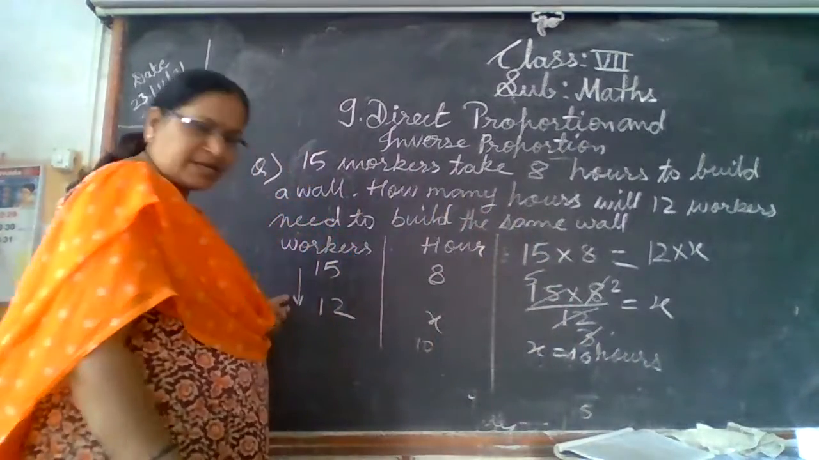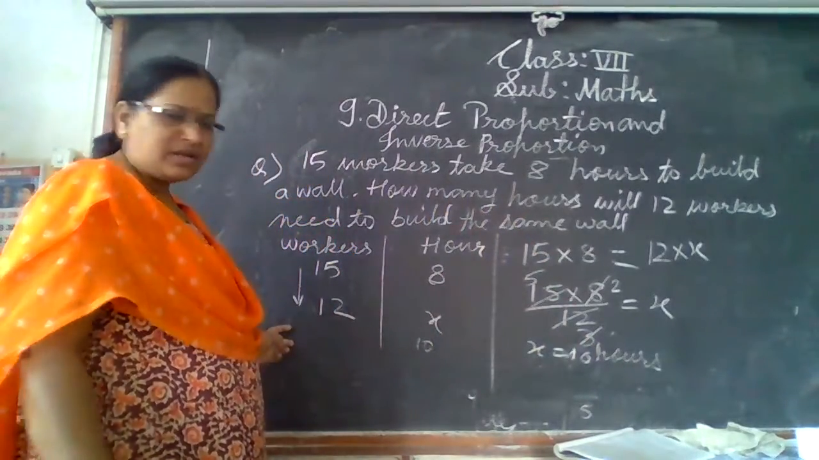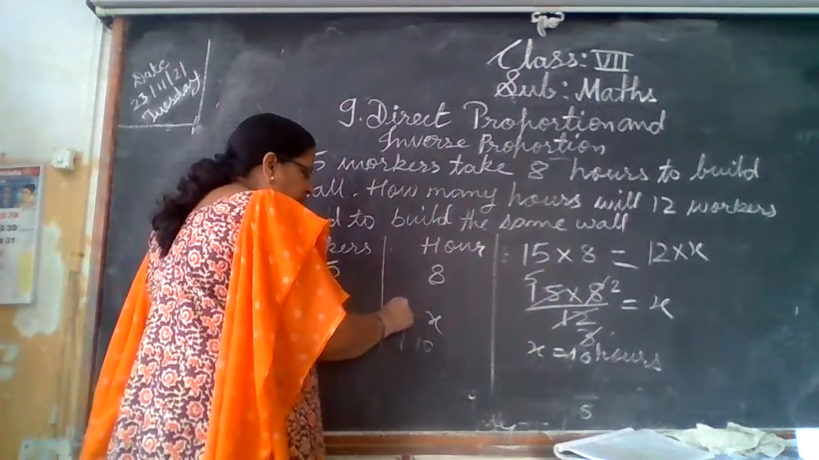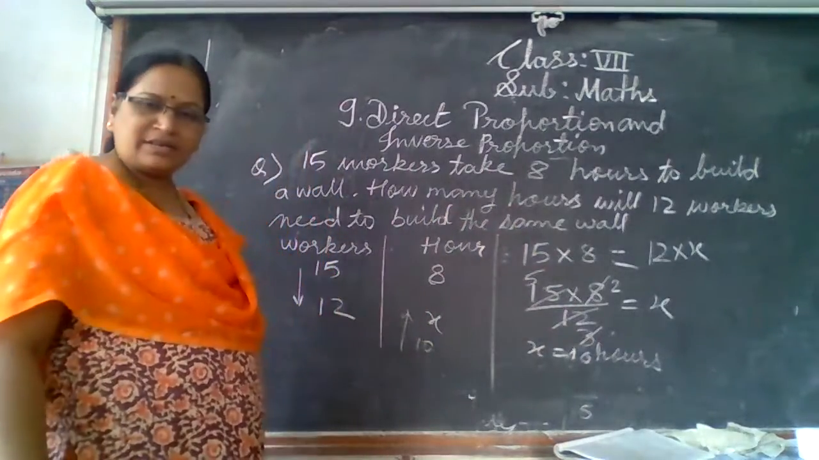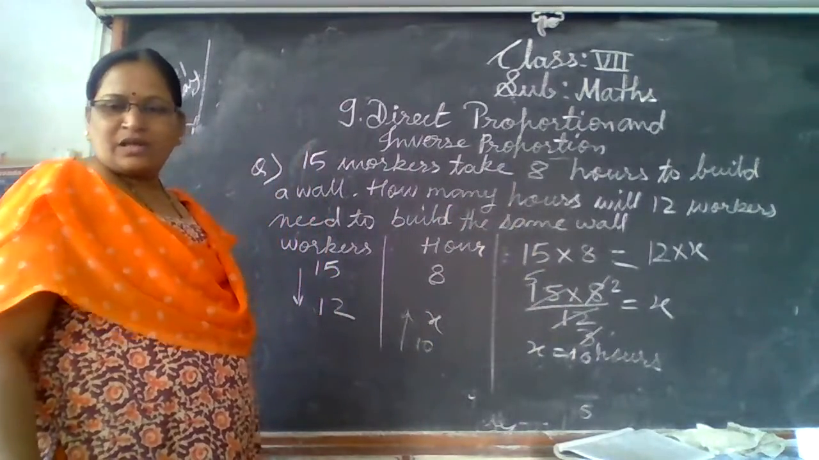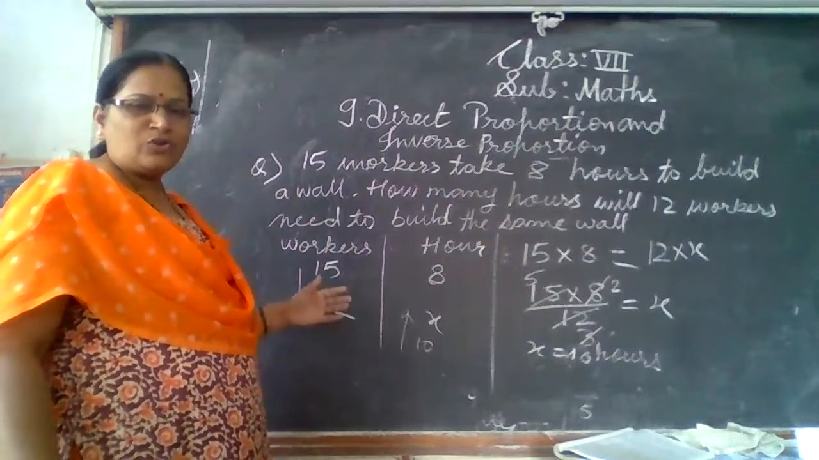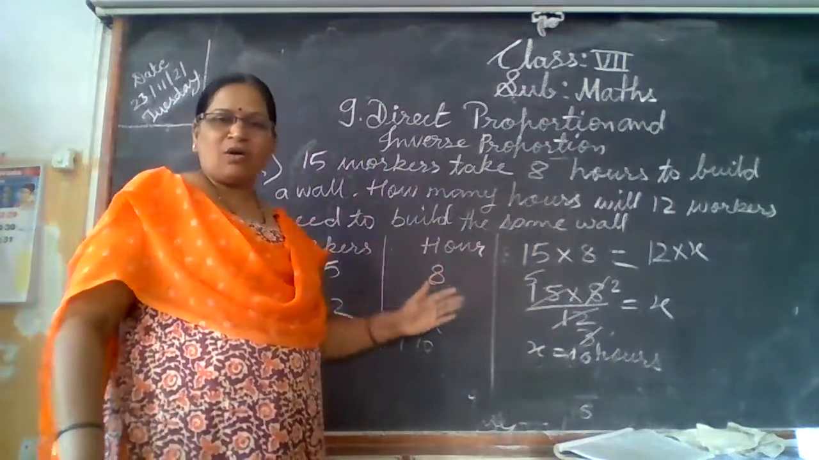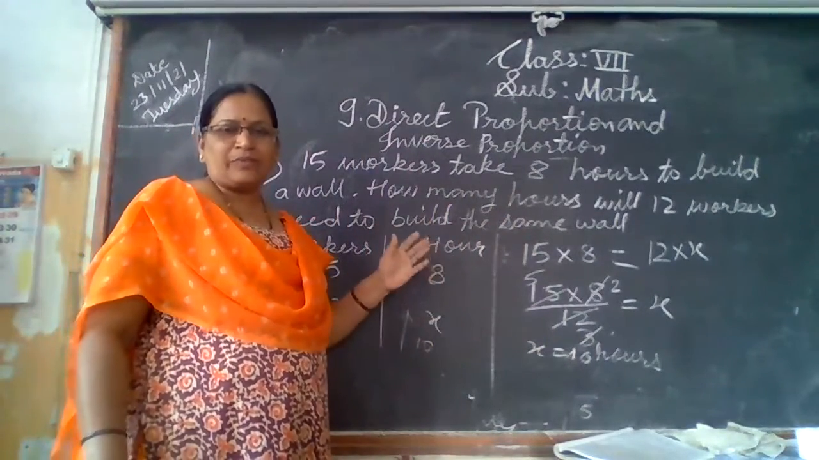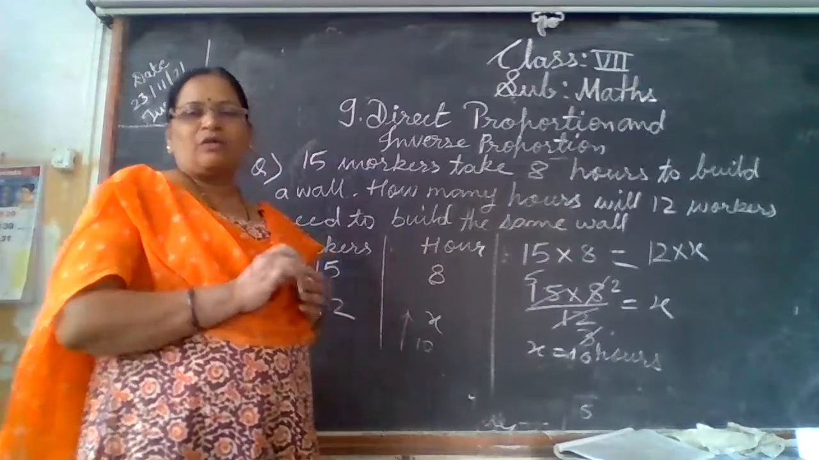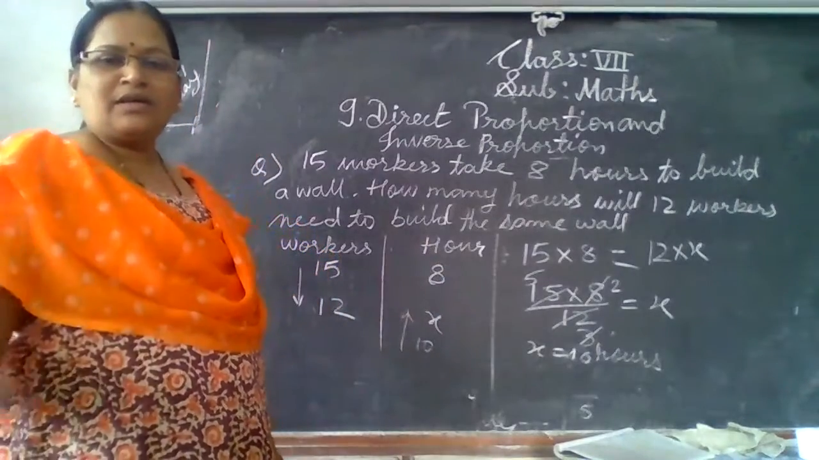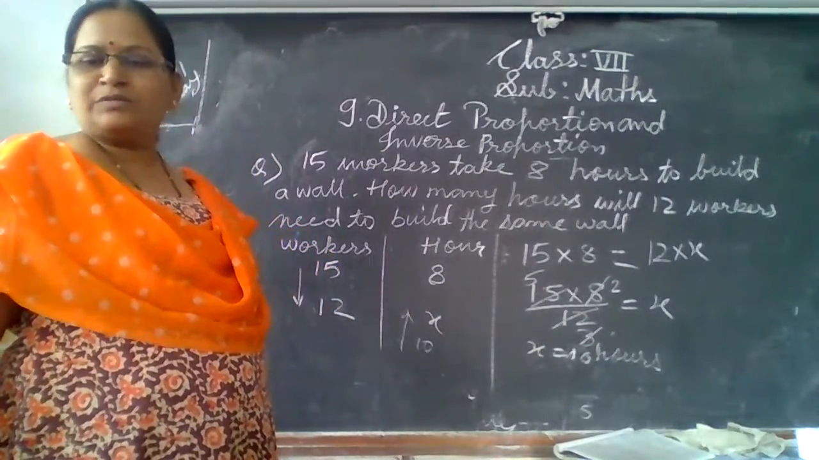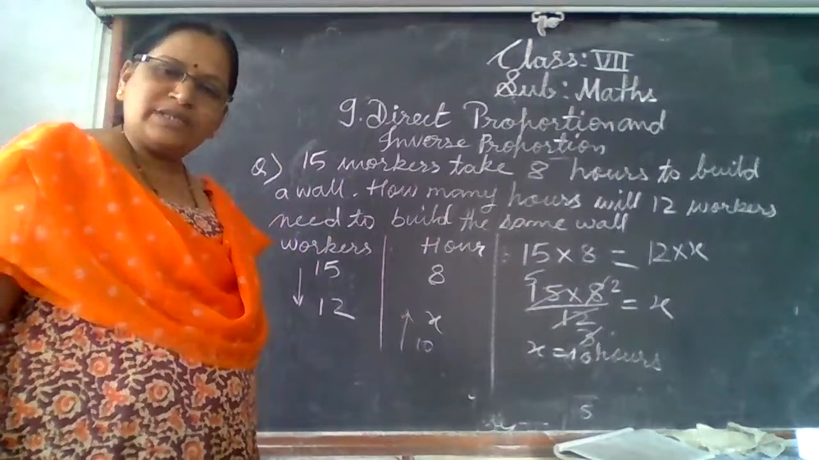So here, if you decrease the workers, the number of hours will increase. Got it, beta? So you have to revise all these things, and think what may be in the inverse proportion. Got it, children?